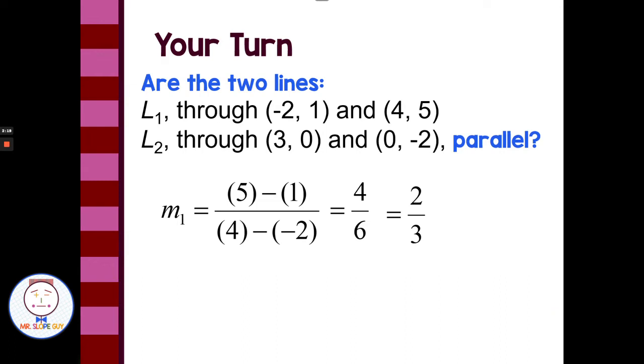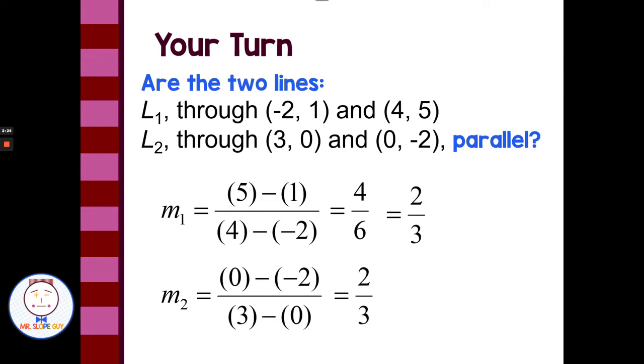And line 2, if I find the slope, I get 0 minus negative 2 over 3 minus 0. I get a slope of 2/3 as well. So I get the same slope for both lines. So are they parallel? Yes, they are parallel because they have the same slope. And if we graph that, we could see it visually.